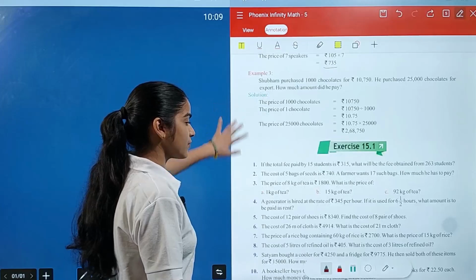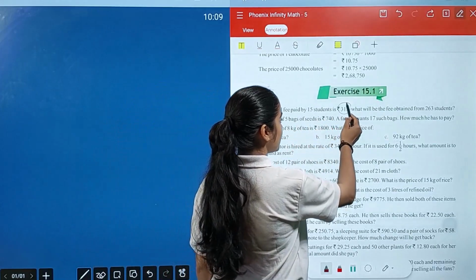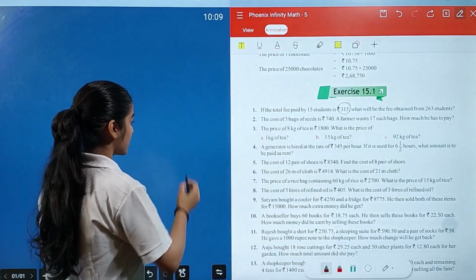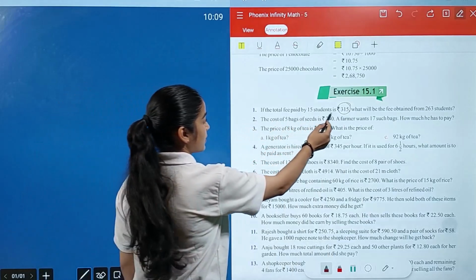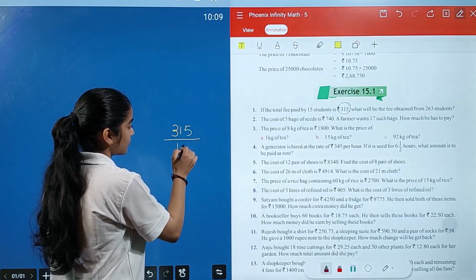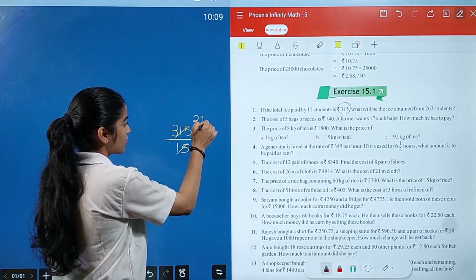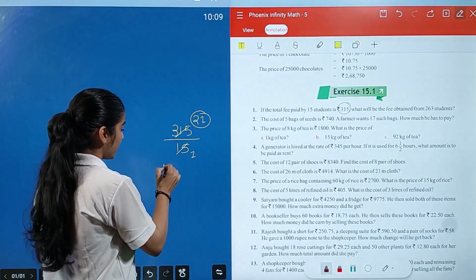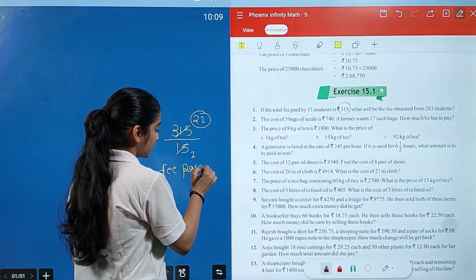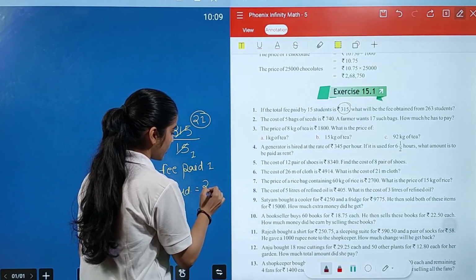Now we have our exercise 15.1. If the total fee paid by 15 students is 315, what will be the fee obtained from 263 students? We have to calculate for one student first. 15 ones are 15, 15 twos are 30, and so the fee paid by one student is equal to 21 rupees.